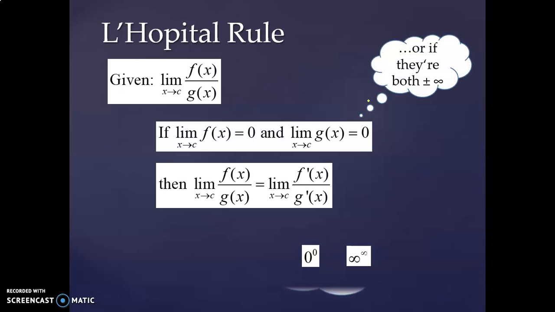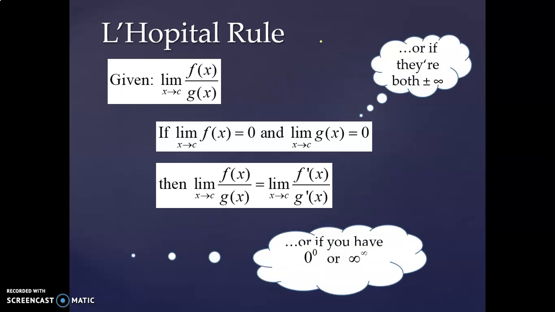So going back to our last set of videos, L'Hopital's rule says that if you have a limit that has a quotient in it, if both the top and the bottom evaluate to 0, so the limit of the top is 0 and the limit of the bottom is 0, you can use L'Hopital's rule, and the limit of the original fraction is the same as the limit of the derivative of the top and the bottom.